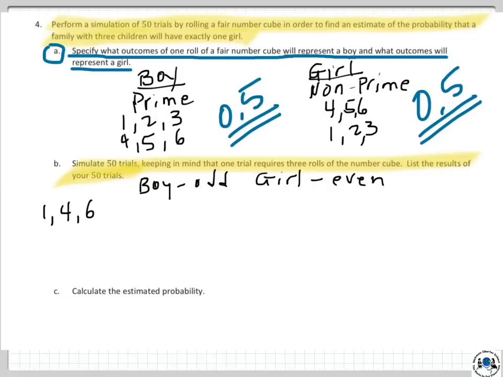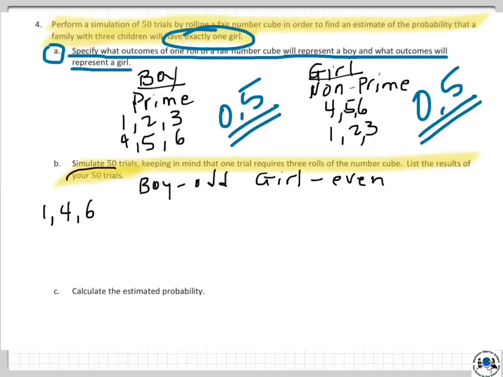So what I notice here is I have 2 girls and 1 boy. Now I am looking for exactly 1 girl as my success. So that wouldn't be a success, but it would be a trial. Okay, that serves as 1 trial. There's my 1 trial. I have 49 more to go.